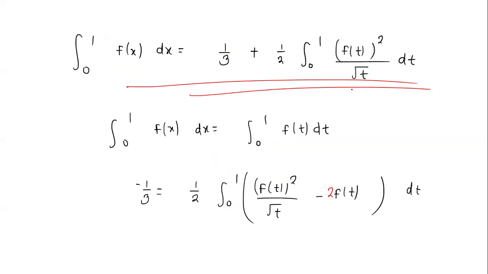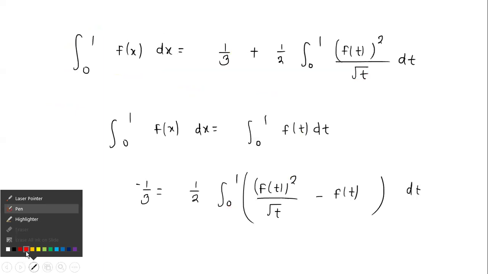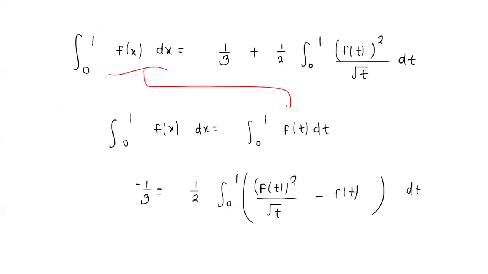Now here you can also see that we have this integral. In this integral x is a variable, and this integral 0 to 1 f of x dx is same as 0 to 1 f of t dt, just here t is a variable. So these two integrals are same, just the difference of the variable. So you can replace this integral by this, and then you can take this thing to the right hand side, and this 1 by 3 to the left hand side, and then you have this.